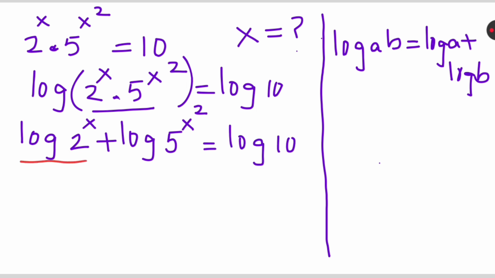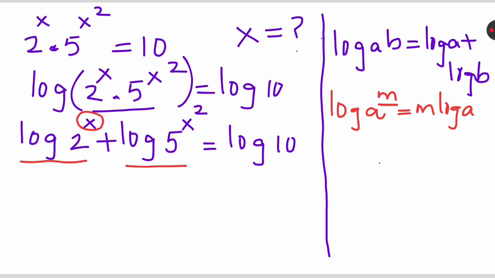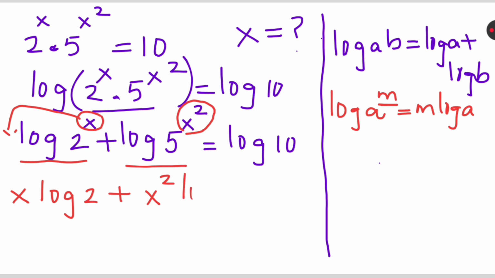Now again observe the left hand side parts. It is in the form of log of A power m. We can write this as m times log A. Here in the exponent we have x. This x comes and stays in front. That means x times log 2. And here in the exponent we have x raised to power of 2, so let's take x raised to power of 2 in front. Then we have log 5. If you take this log 10 to left hand side, it will become minus log 10, that is equal to 0.